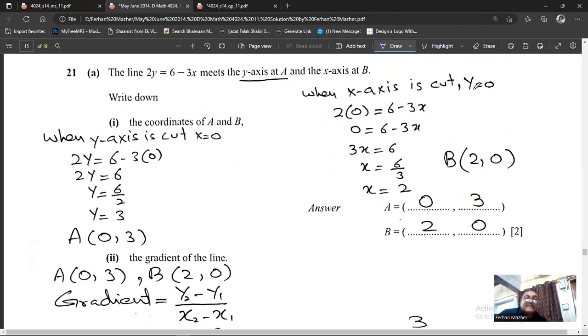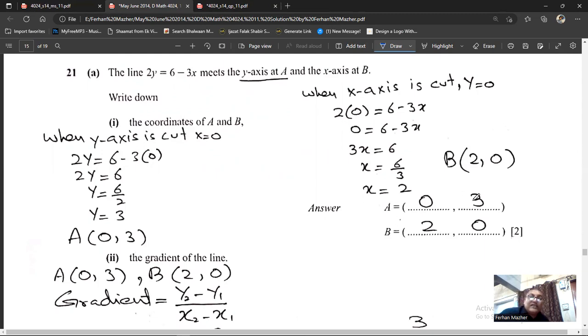So when the x-axis is cut, the y will be 0. So in this formula where the y is, I put 0. So 2 into 0 equals 6 minus 3x. So 0 is equal to 6 minus 3x. So 3x is equal to 6. So x will be equal to 6 by 3, and x will be equal to 2. So the coordinates of B will be (2, 0).